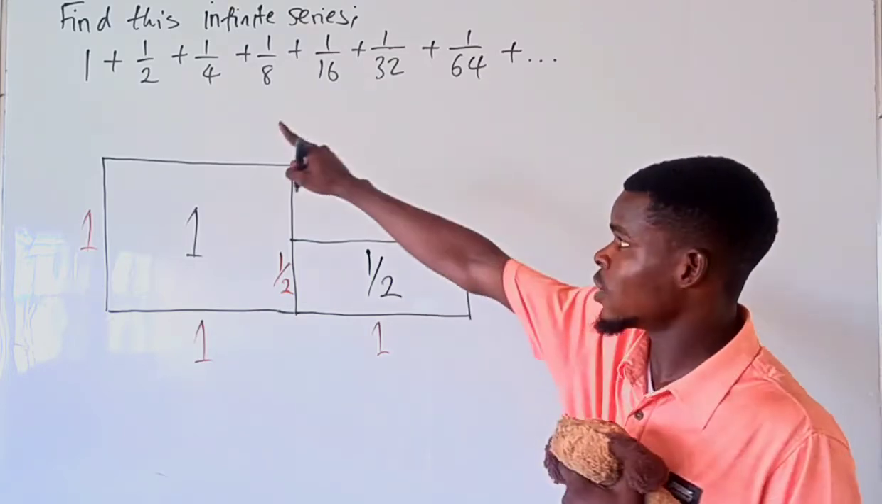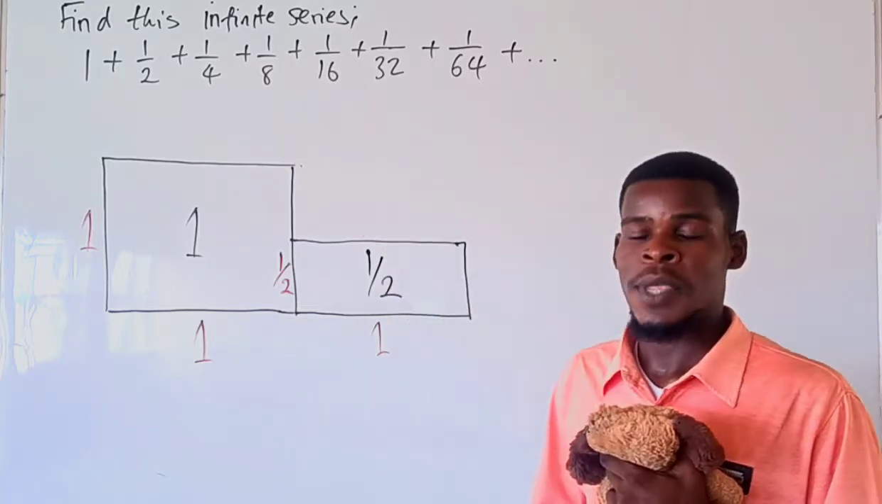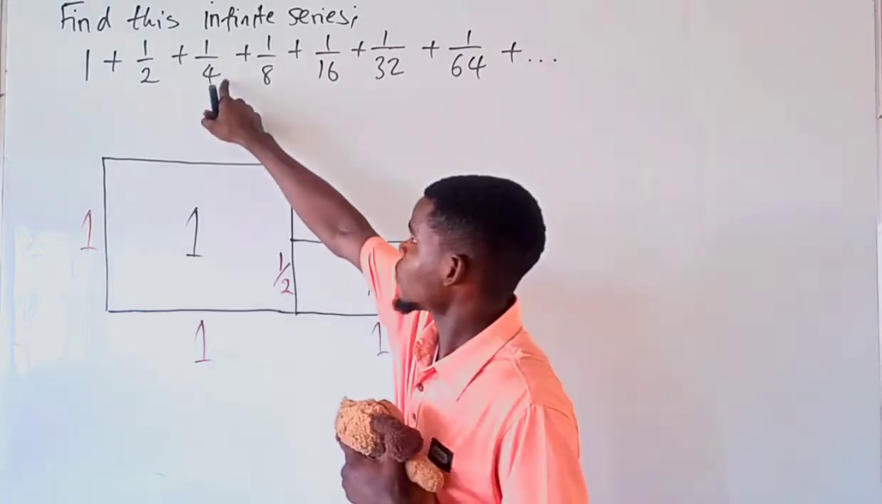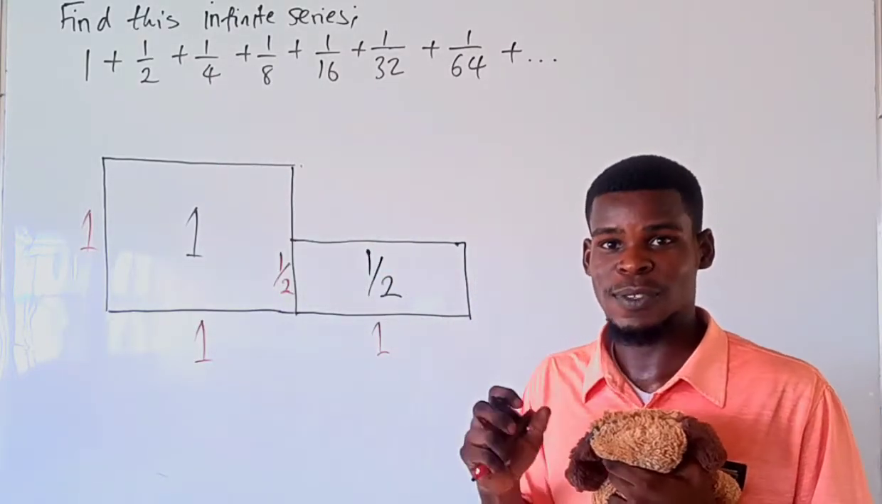So what we got is that we've gotten another area with the 1/2, that's the second term. We want to look at the third term, which is 1/4. 1 over 4 is the half of 1 over 2.